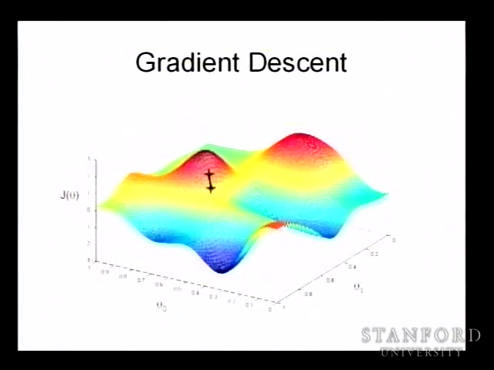You're now at a new point on this hill, and again you look around all 360 degrees and ask, what is the direction that would take me downhill as quickly as possible? We want to go downhill as quickly as possible because we want to find the minimum of J of theta. So you do that again, you take another step, and you keep going until you end up at a local minimum of this function, J of theta.